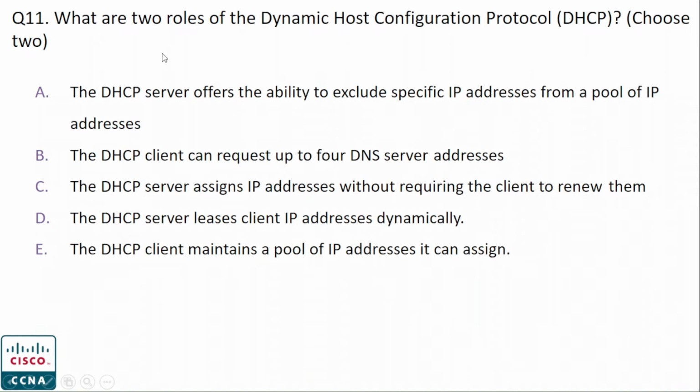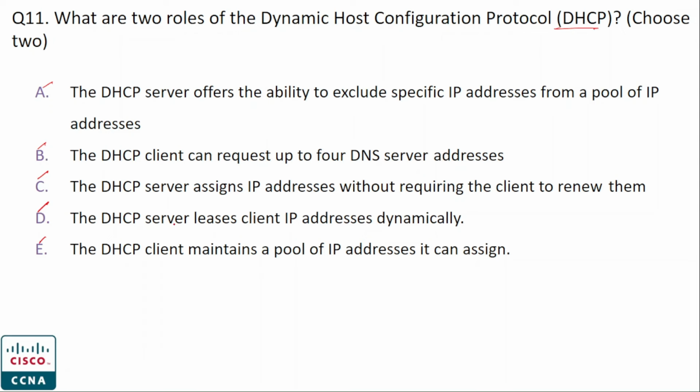Question number 11. What are two roles of the Dynamic Host Configuration Protocol, DHCP? Choose two options, and the options are option A. The DHCP server offers the ability to exclude specific IP addresses from a pool of IP addresses. Option B. The DHCP client can request up to 4 DNS server addresses. Option C. The DHCP server assigns IP addresses without requiring the client to renew them. Option D. The DHCP server leases client IP addresses dynamically.